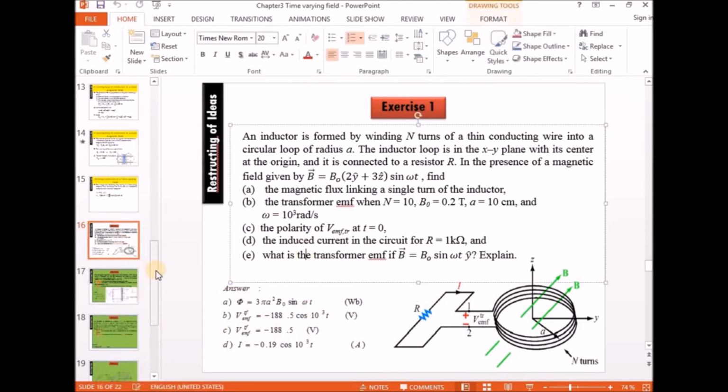So this is all about the transformer EMF that involves the loop. You are talking about the current, right? Imagine the current flows like this. It enters the loop, it will turn, until at the end it comes out again. So for all the loops, same current.